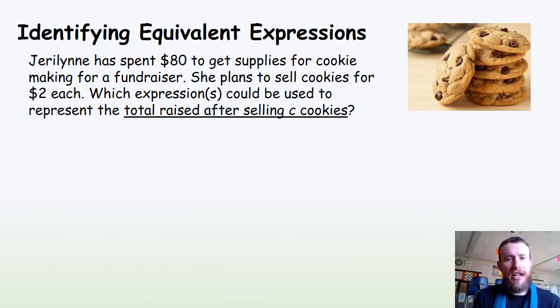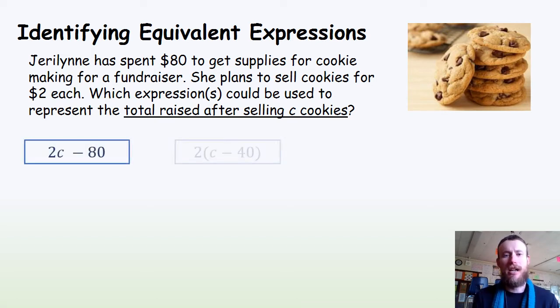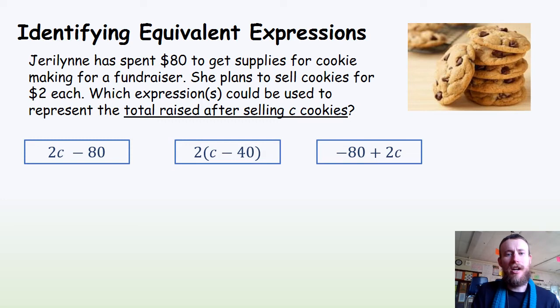And identifying equivalent expressions, there could be, again, as I mentioned in the first slide, a lot of expressions that are equivalent. So here we have Geraldine. She spent $80 already. She's going to make some cookies, and then she's going to sell them for $2 each. So what's an expression that could show how much she's raised after selling C cookies? So she's already spent some, and then she's making some money back. So we have some options here.